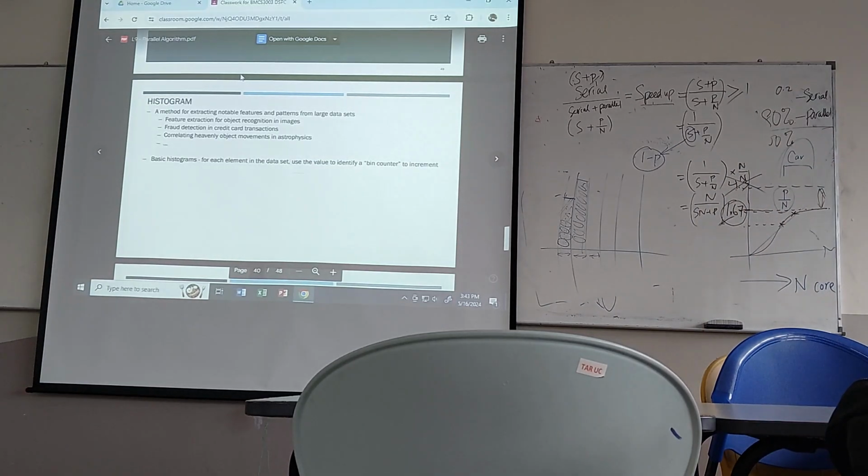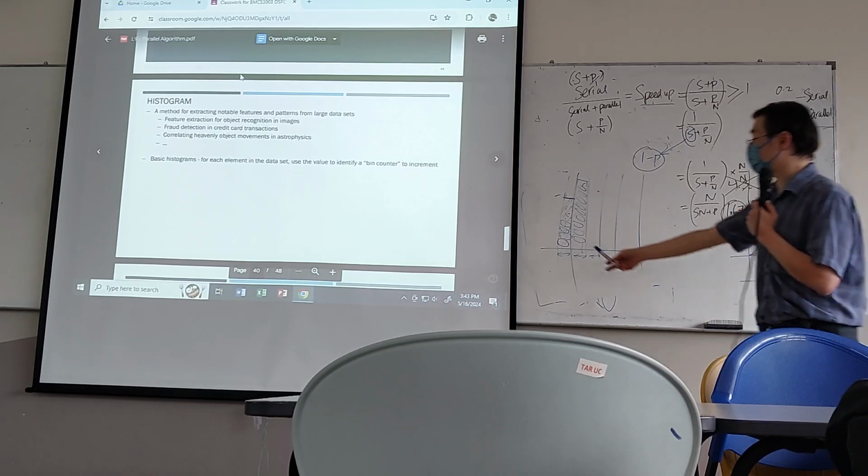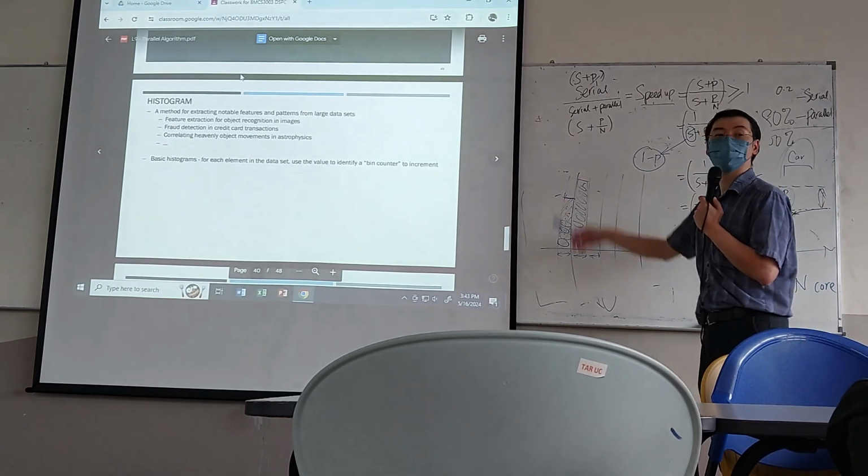Different from what I usually thought it would be. I thought a histogram is like, you divide the image into many small pieces and put the histograms together, which is what I described to you, right? Divide it, and then you count how many there are.